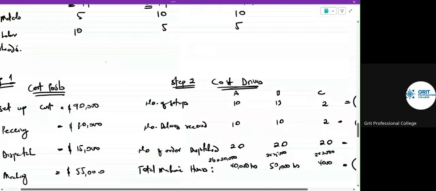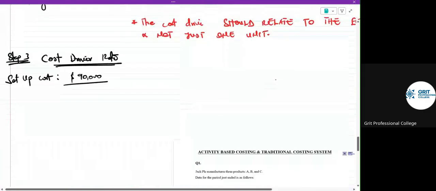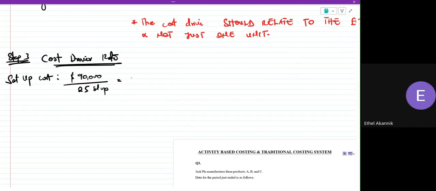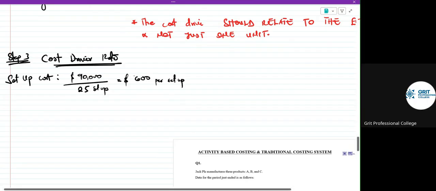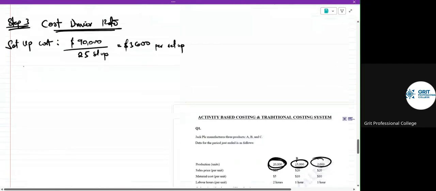Then you divide it by the total. So ABC, what does the total give you? That is 25 setups in total for all your products. So when you divide, what do you get? $3,600 per setup. Next cost pool, receiving.